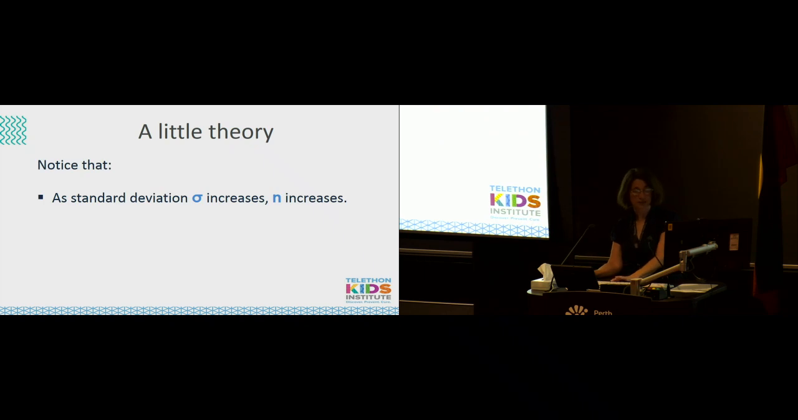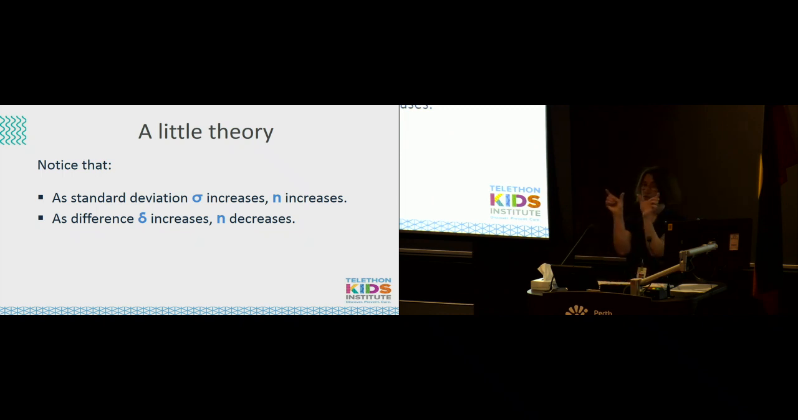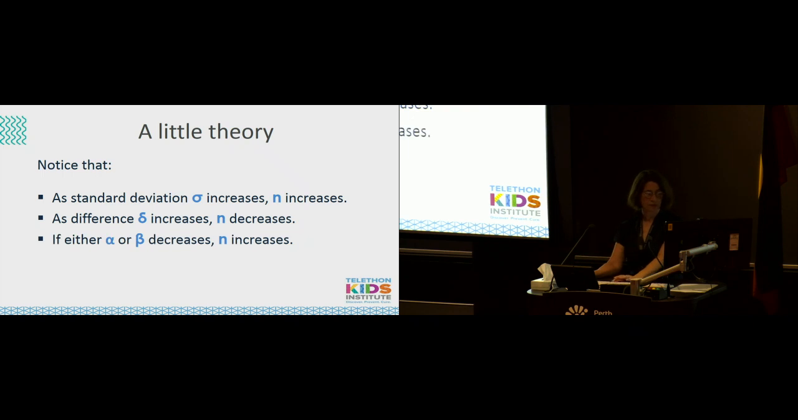So you'll notice that as the standard deviation increases, your sample size increases. As your difference increases, n decreases. So when those two distributions are closer together, you need a larger sample size. As the two distributions are further apart, you need a smaller sample size. If you increase either the significance or the probability of a type 2 error, n increases. So increasing either of those decreases n.